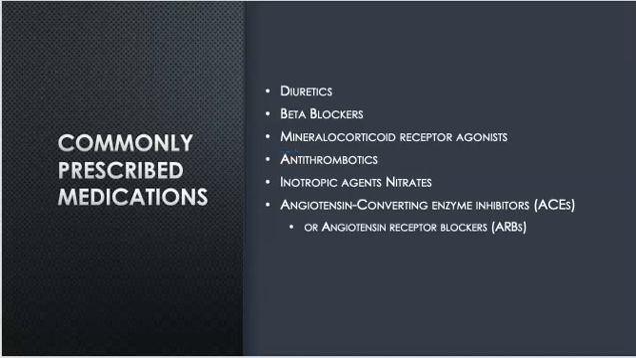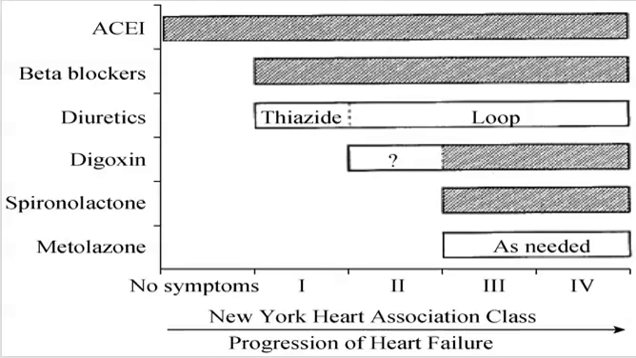Commonly prescribed medications. We've got diuretics such as Lasix and torsemide, beta blockers such as atenolol, MRAs, antithrombotics such as warfarin and aspirin, inotropic agents such as dopamine, dobutamine, and noradrenaline, nitrates such as isosorbide dinitrate, ACEs, and then ARBs. Here's just a picture of an approach to the treatment of systolic heart failure.